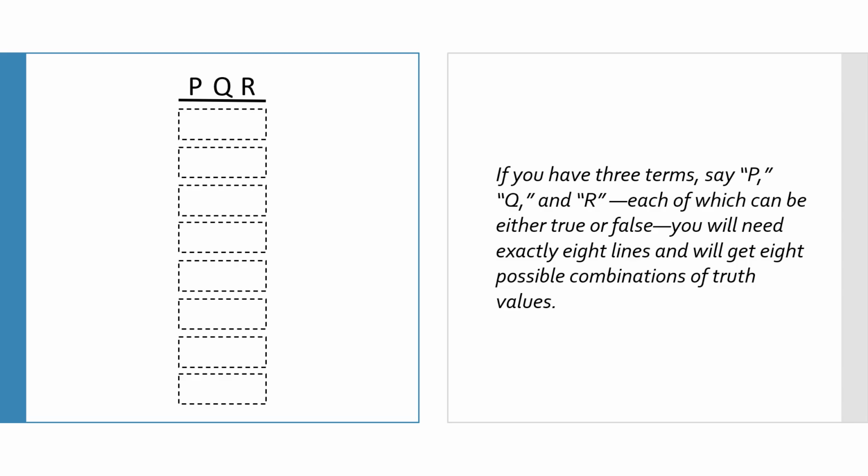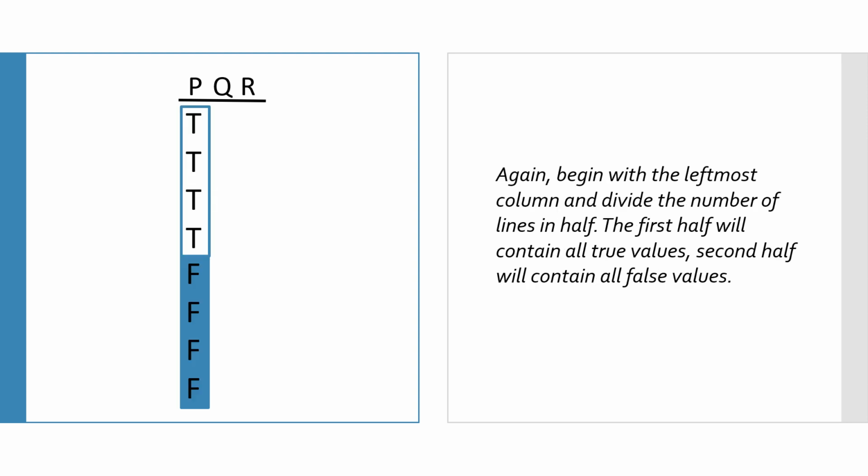And you could just keep going all the way through until you have everything be false and so on. But what I'm going to need for 3 different terms are 8 different lines. And again, the pattern we're going to work with is you take the first line and simply divide the number in half. I have 8 lines, so I want to divide it in half, so I have 4 on top and 4 on bottom, and simply separate these so that the top 4 are all true and the second 4 are all false.